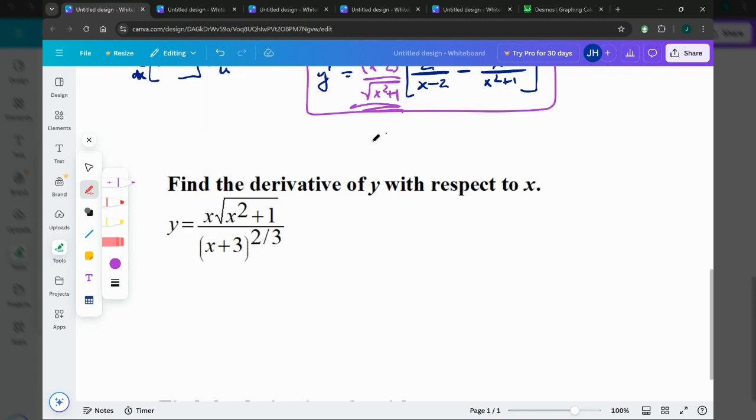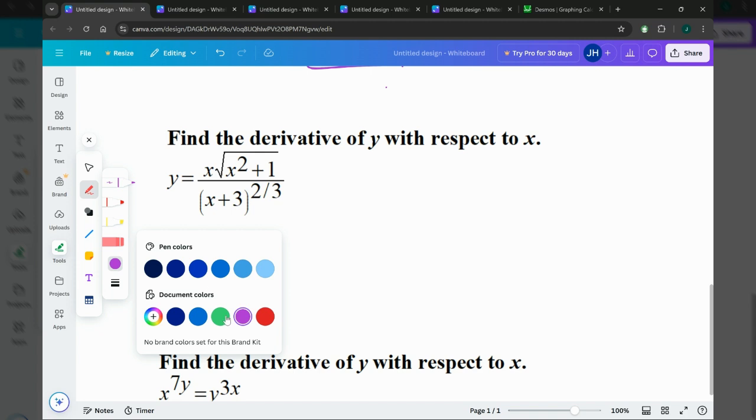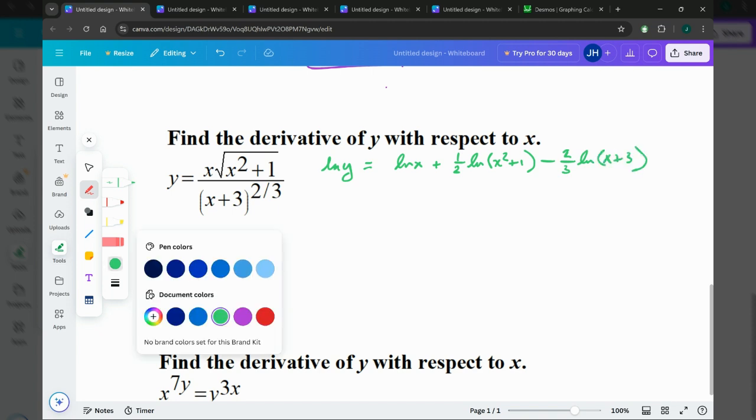So same thing on this bottom problem, the problem you see in the middle of the screen right now. We're going to take the natural log of both sides. So it's going to be the natural log of y equals the natural log of x plus 1/2 the natural log of x squared plus 1 minus 2/3 the natural log of x plus 3. And again, this is not a derivative. This is just expanding my original function.